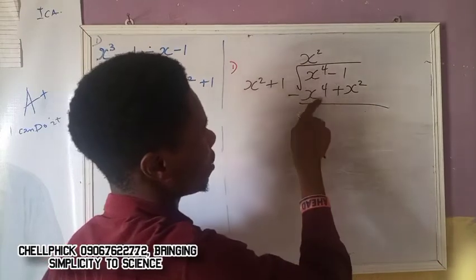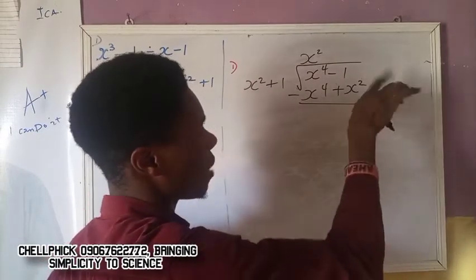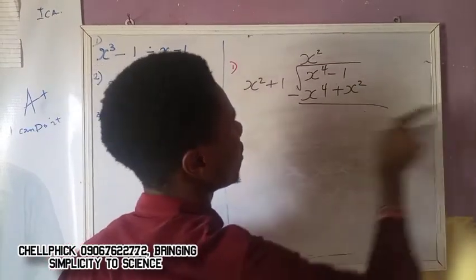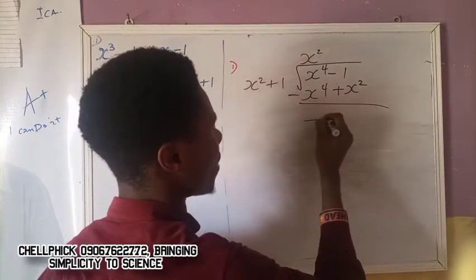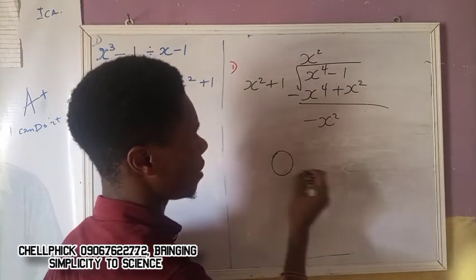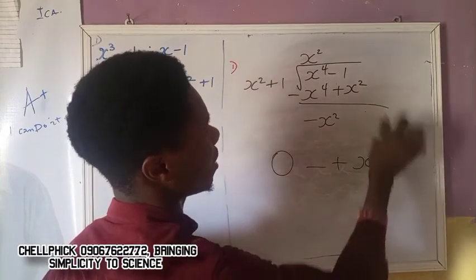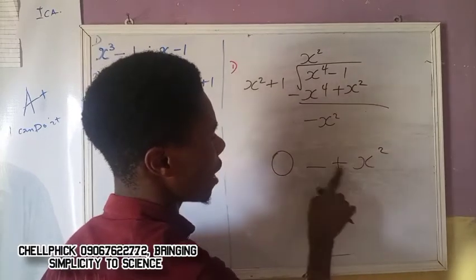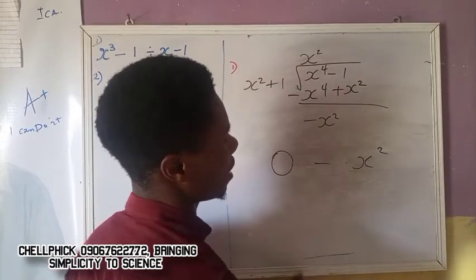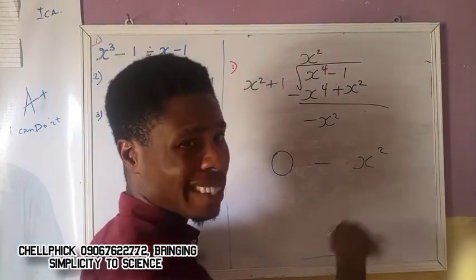So now x to the 4 minus x to the 4 is 0, so you don't have to write anything. Just like what we did the other time, we have nothing minus x squared. So we are going to have minus x squared. You understand? Do you have any x squared here? No. Nothing minus plus x squared, so minus times plus will give you minus x squared. So 0 minus any number is the negative of that number.